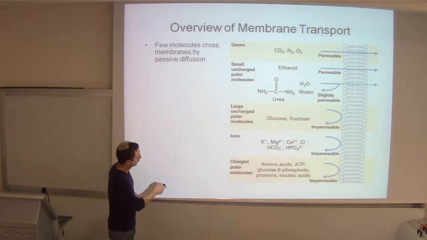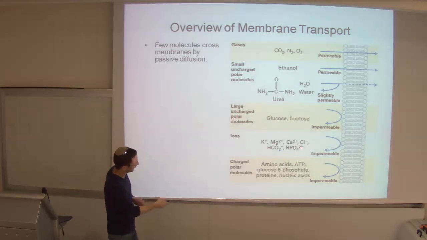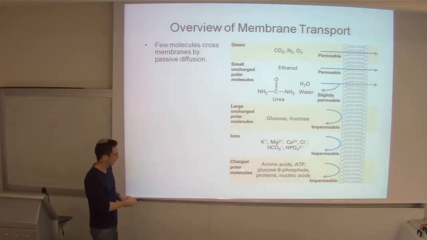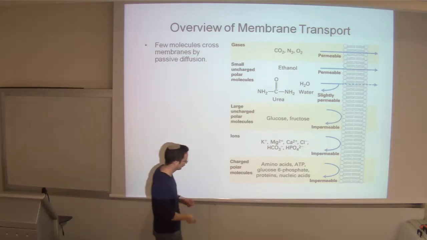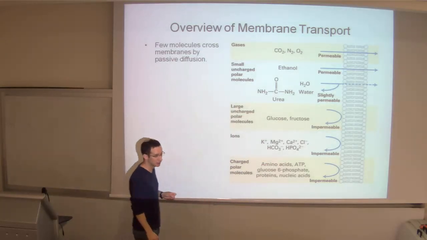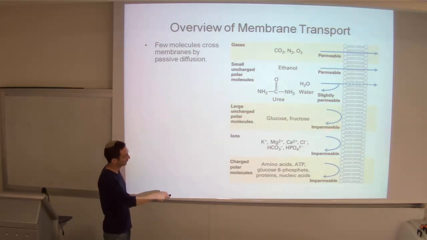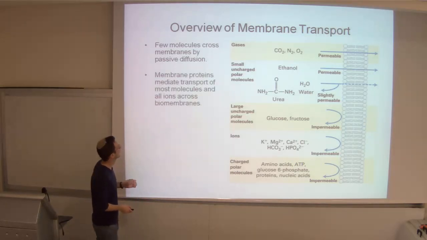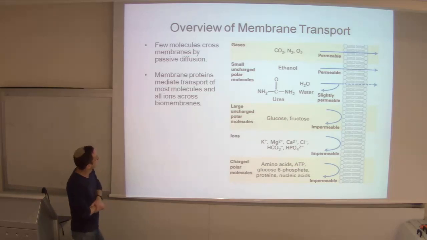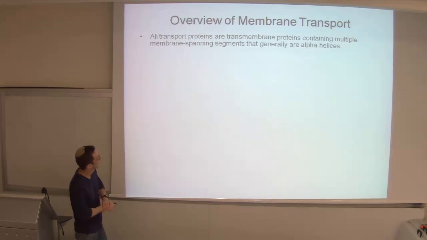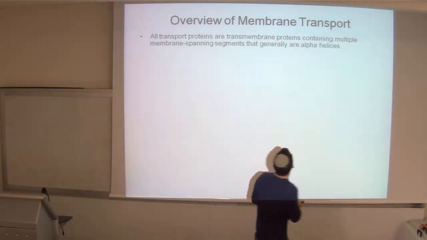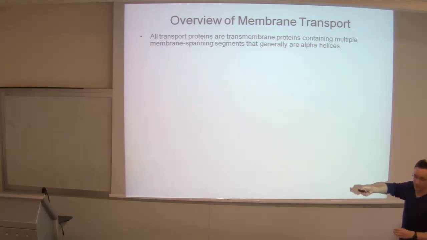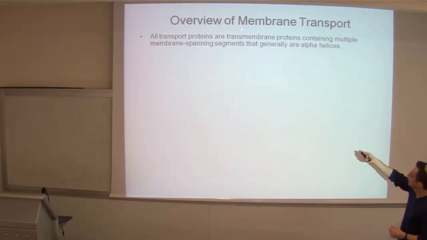But for the large uncharged polar molecules, ions, which are obviously charged, and other polar charged molecules such as amino acids and ATP, lots of essential molecules for the cell, there is zero permeability through the plasma membrane, and they have to have some transporter to be actively transported into the cell. And these are the membrane proteins that mediate the transport of these molecules. All transport proteins are, well, it has to be this way, transmembrane proteins.